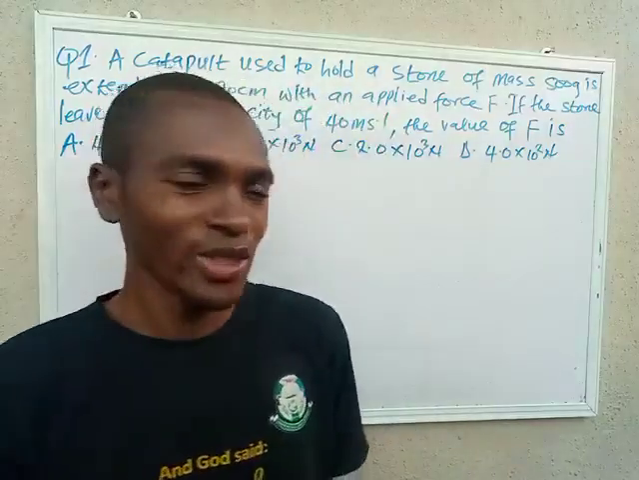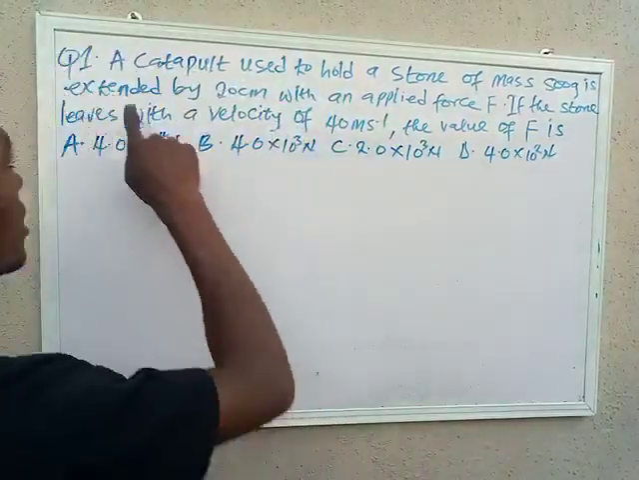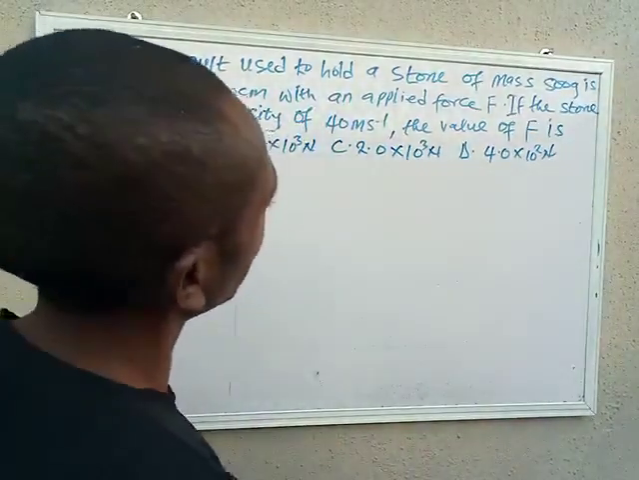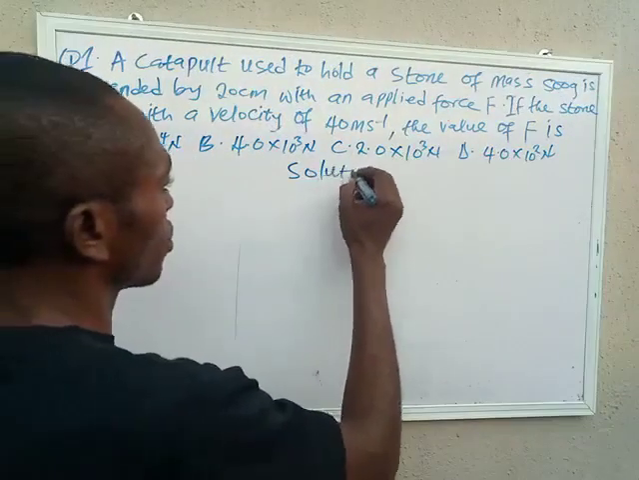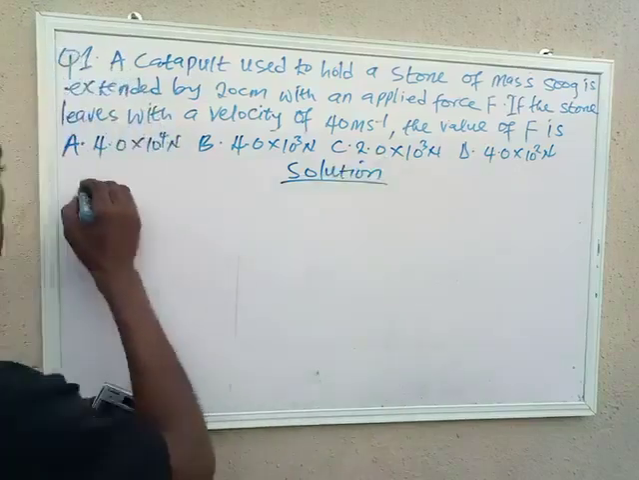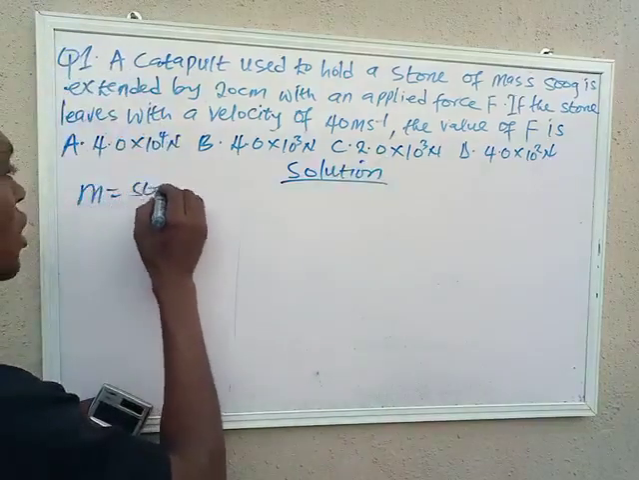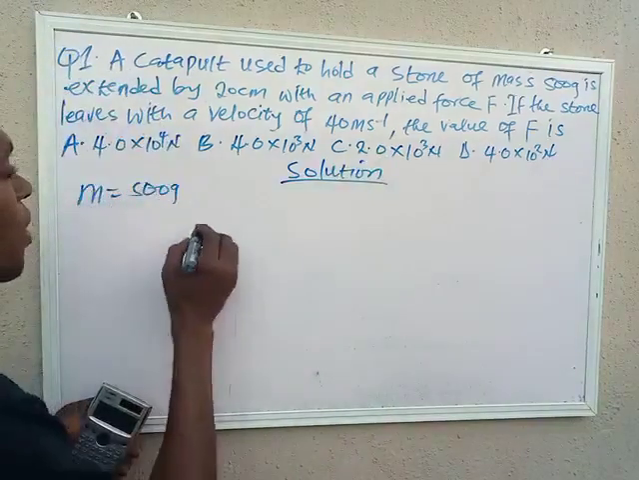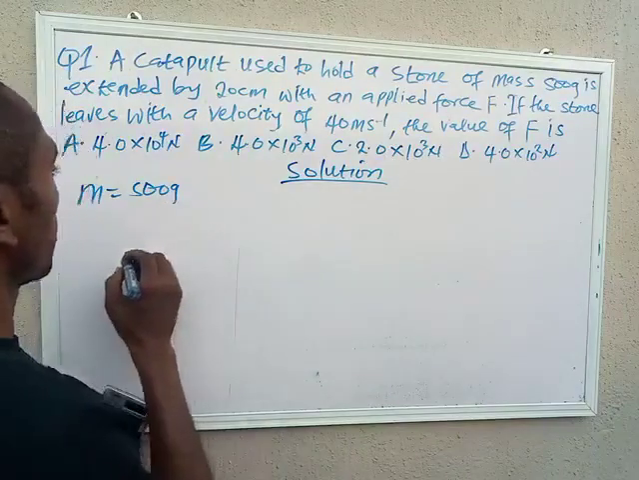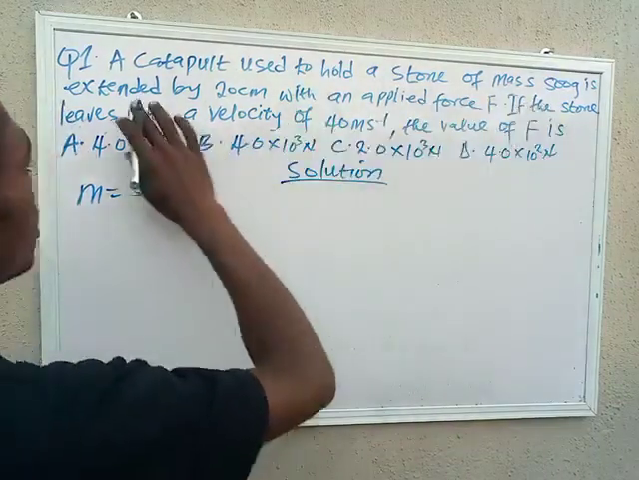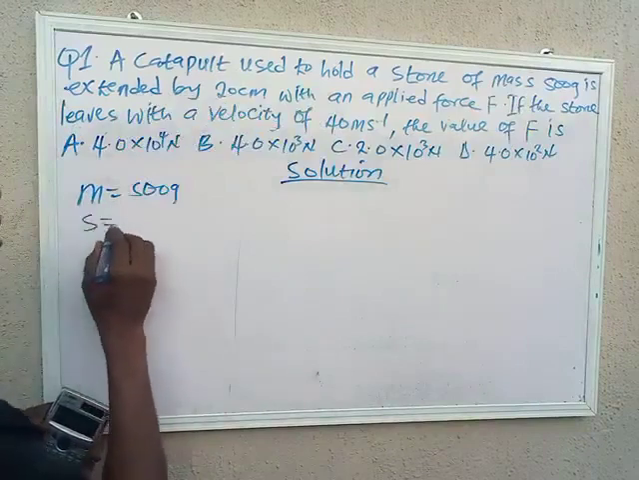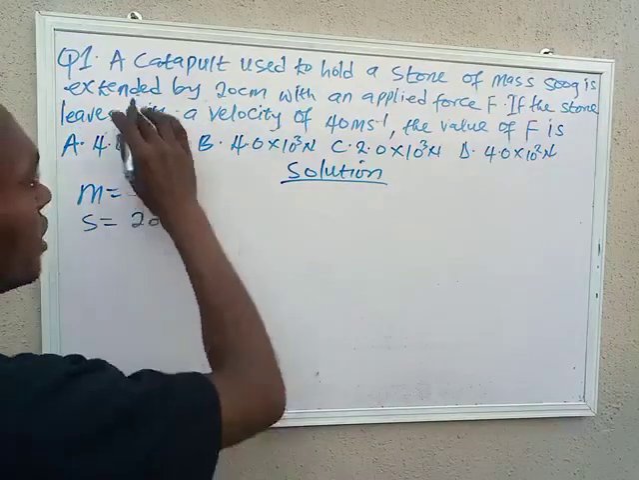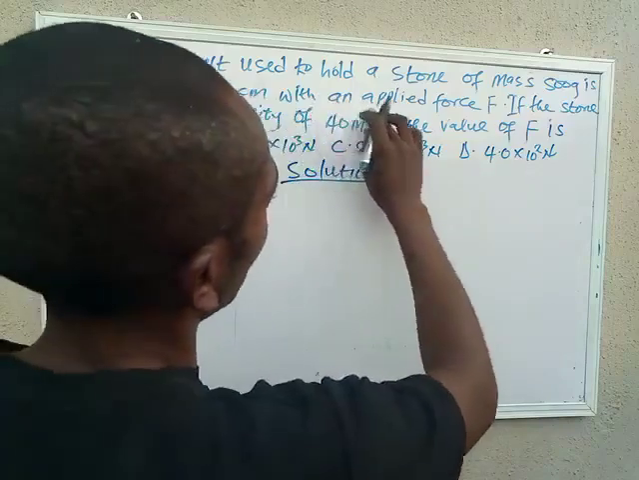Consider some JAMB questions. The first question: a catapult is used to hold a stone of mass 500 grams. Solution: the mass is given as 500 grams, and the catapult is extended by S, where S is equal to 20 centimeters. That's the distance covered with an applied force.